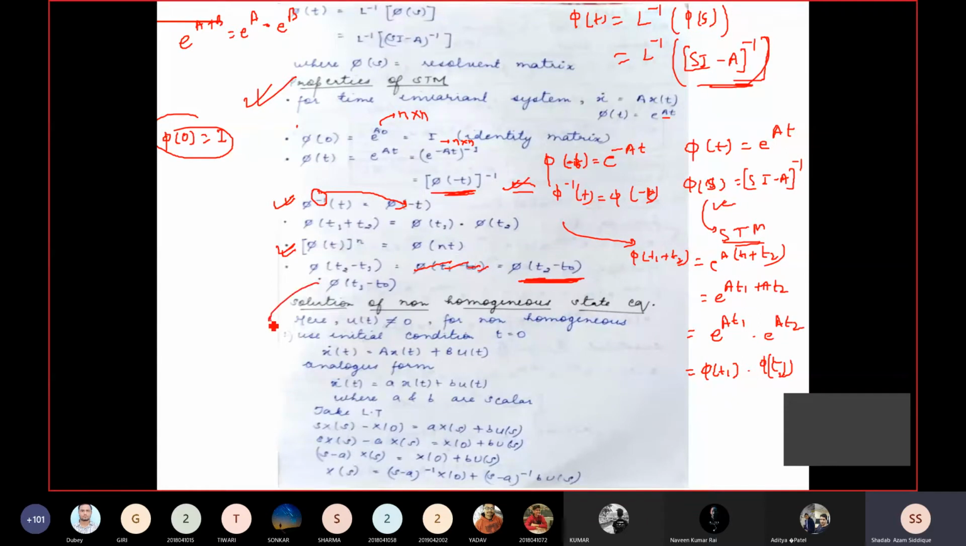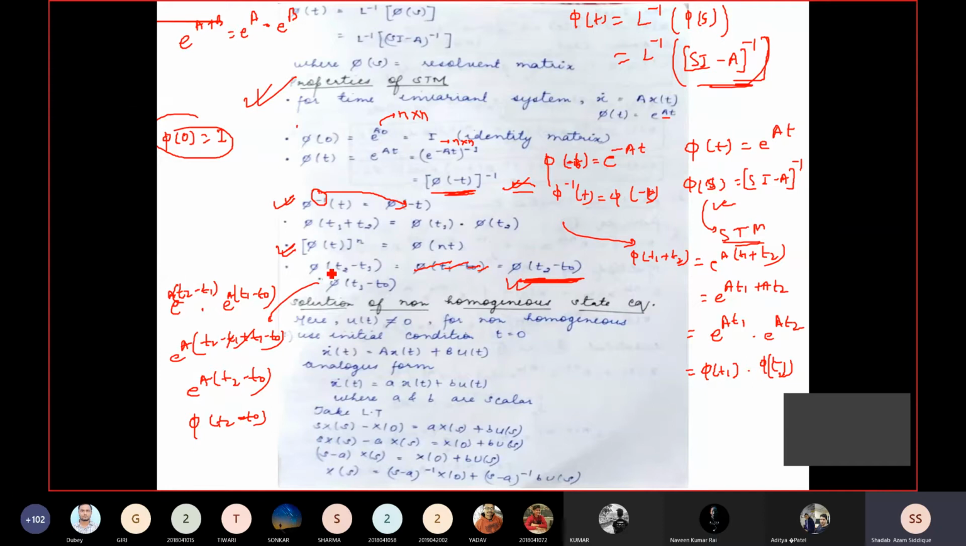This also has a simple proof. You can go through this. We are writing e to the power a(t2 minus t1) into e to the power a(t1 minus t0). If you take power addition, you will have a(t2 minus t1) plus a(t1 minus t0). So this t1 gets cancelled. You will have e to the power a(t2 minus t0). So simply if you want to represent, you can write phi(t2 minus t0). That's what is written here. It is nothing but phi(t2 minus t naught). I hope it is clear.